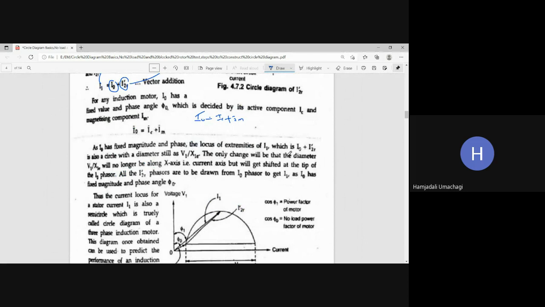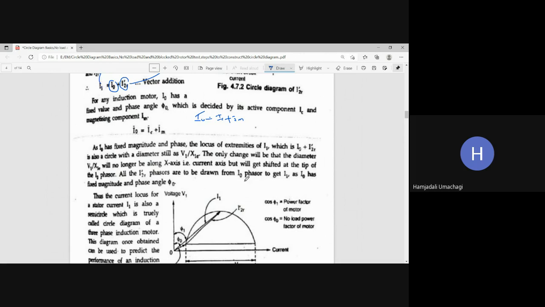The only change will be that the diameter V1 by X1e will no longer be along the x-axis. The current axis will get shifted to the tip of the I naught phasor. So now, instead of starting at the x equal to 0 origin position, the tip of the I dash 2R will start from the tip of the no load current I naught. Because if I add these two components, then we'll be getting the current phasor I1 circle diagram.